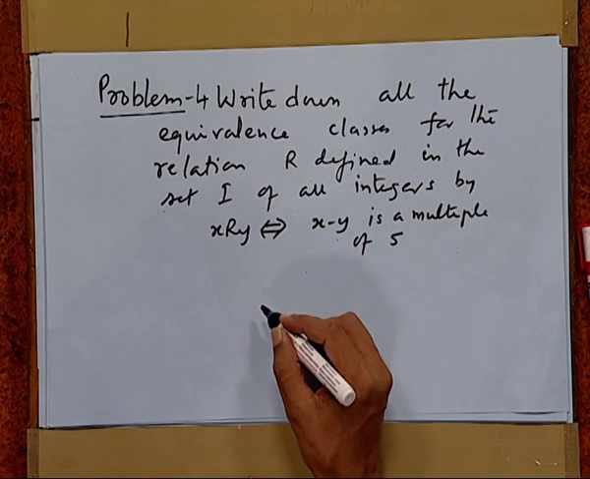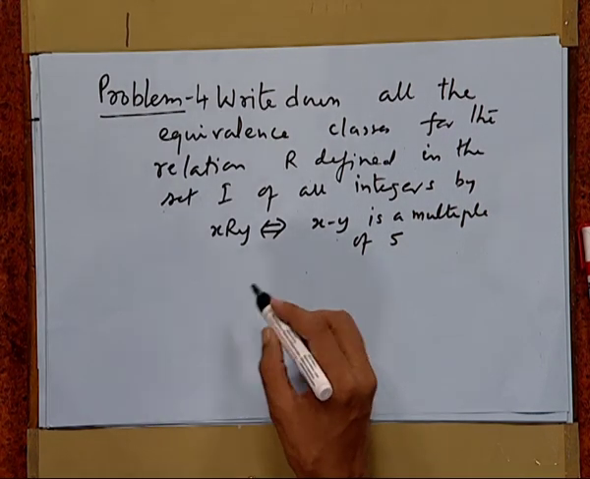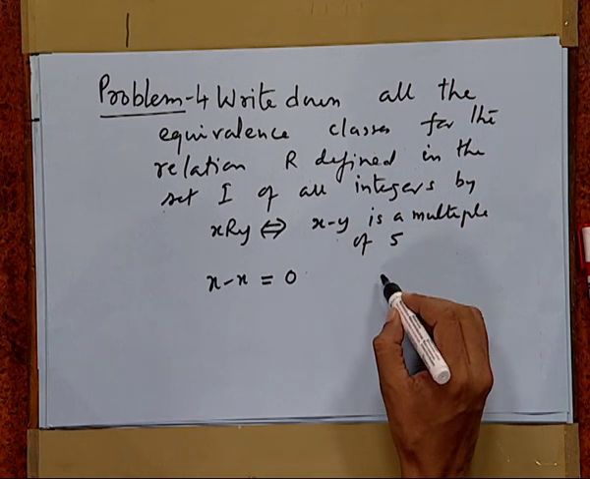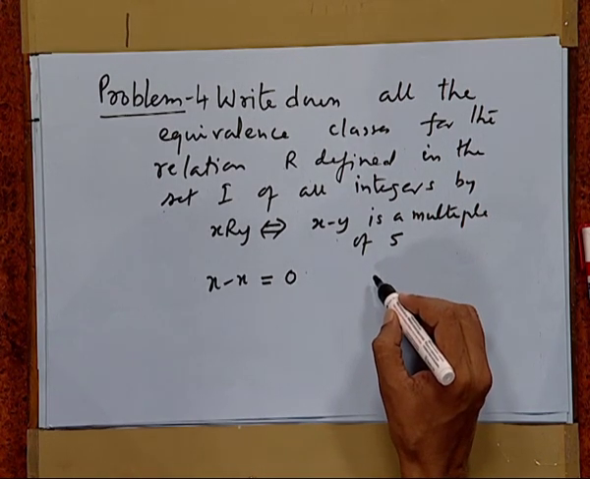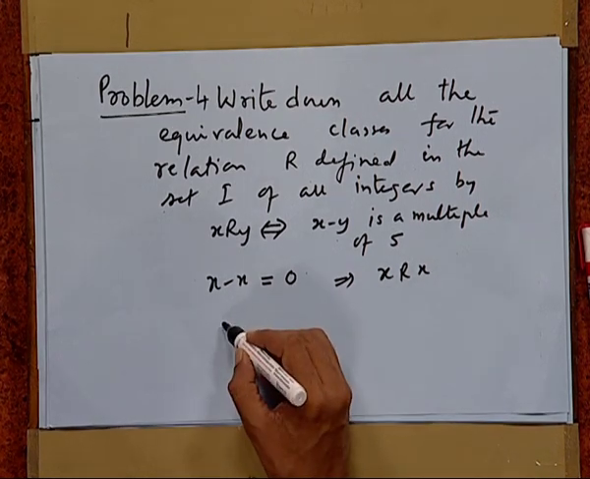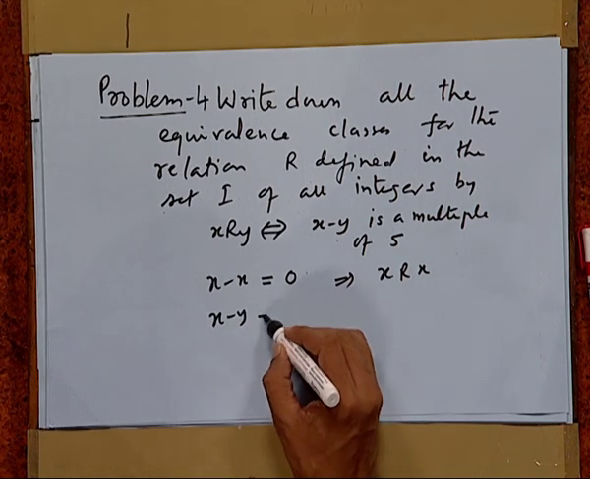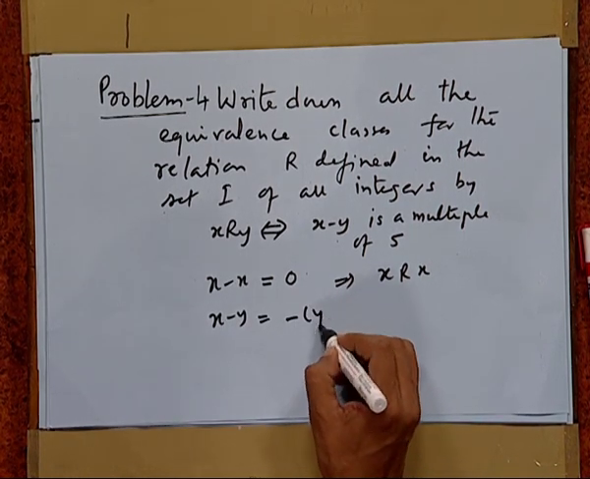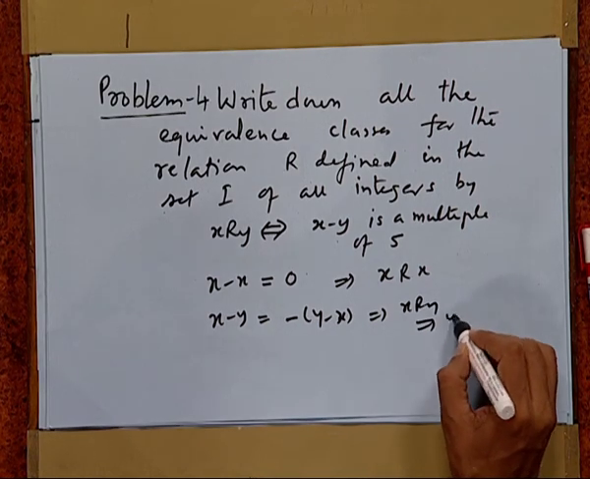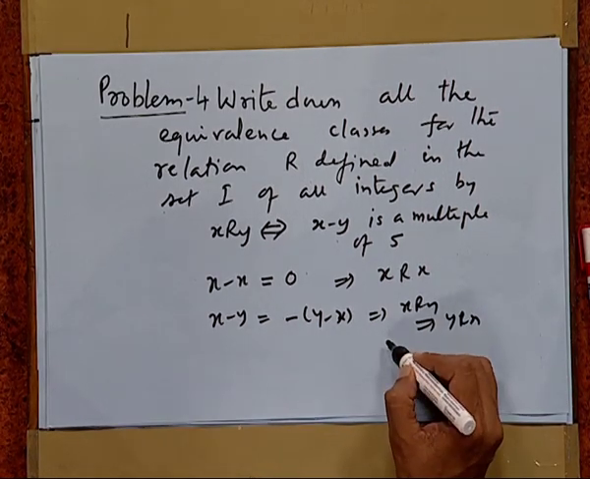First of all, we must show that this is an equivalence relation. Now, x minus x is always 0 and 0 is a multiple of every number. So, this implies x R x, that is R is reflexive. Then x minus y is equal to minus (y minus x). So, whenever 5 divides x minus y, it will also divide y minus x. This implies x R y implies y R x. So, it is symmetric.